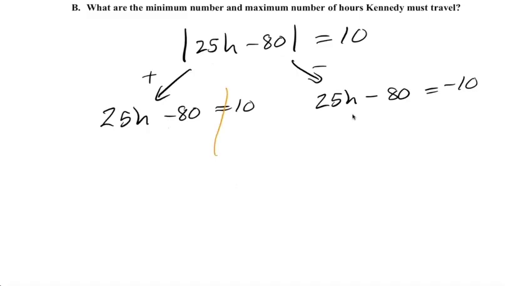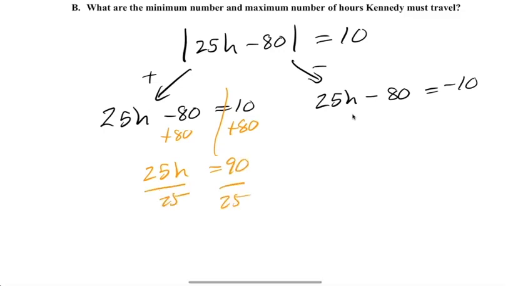So we're going to go plus 80, 25h equals 90, divide by 25, divide by 25. H is going to be about 3.6. Feel free to use a calculator there. We're going to go plus 80. Is that 2.8? I think that might be 3.6. Sorry, looked at the wrong number.